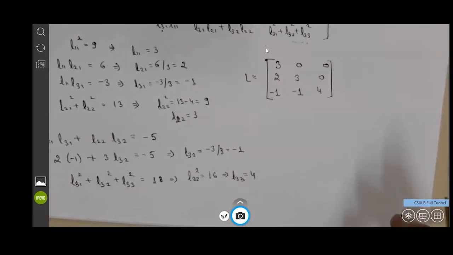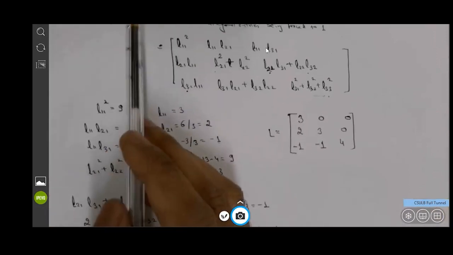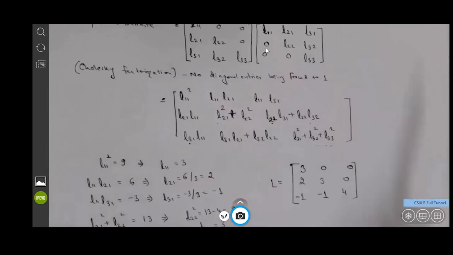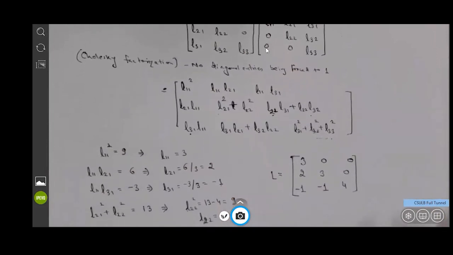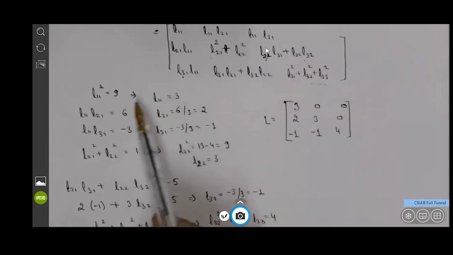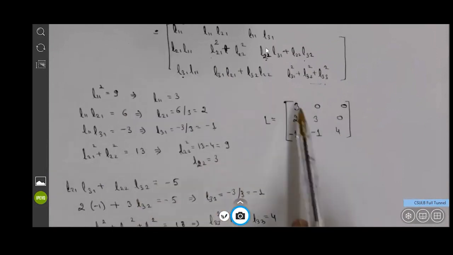Professor, I have a question. Yeah. Why do you take only the positive value when you take the square root? So the reason is that it is positive definite, and the diagonal entries have to be positive. It cannot be negative. Okay, thank you. So diagonal entries cannot be negative. So it has to be positive for a positive definite matrix. So that is how you get the L matrix as this.